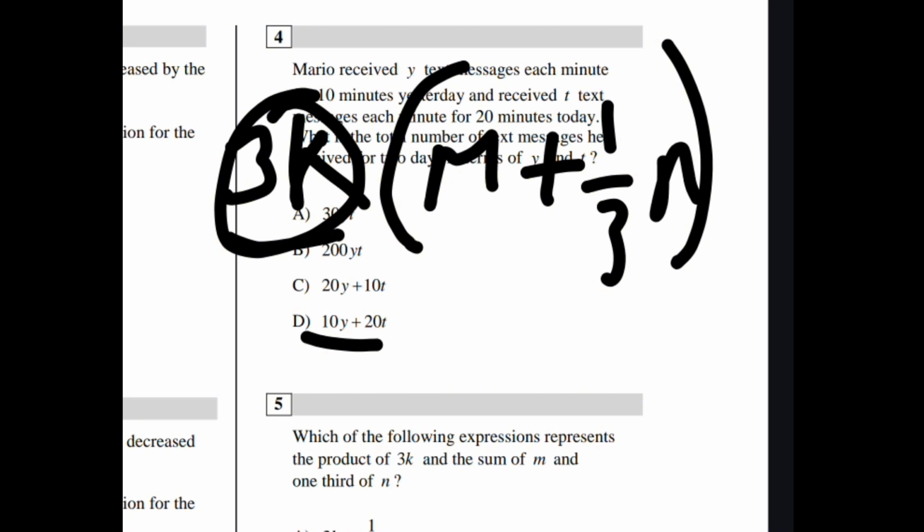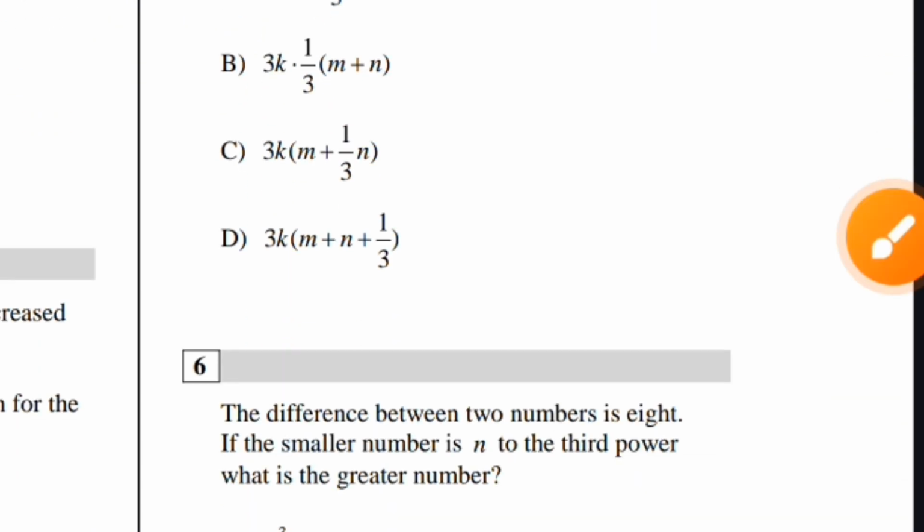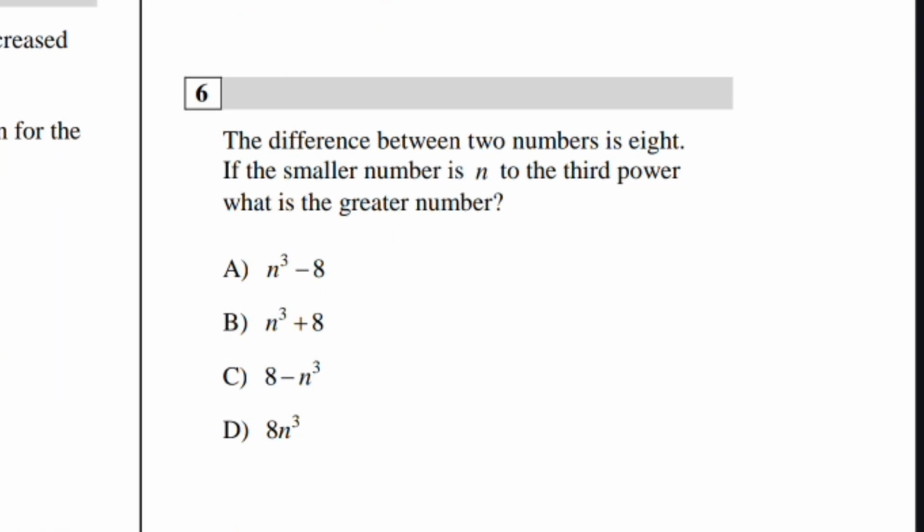But now the product of the 3k times what? The sum of m and 1/3 of n. The sum of m and what? 1/3 of n. Sum, you add m plus 1/3 of n. Take that into consideration. Therefore, our answer will be 3k times the sum of that, which is C. Moving into the next question, that is question number 6.